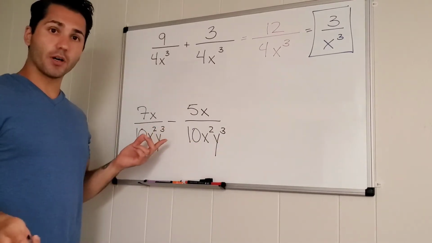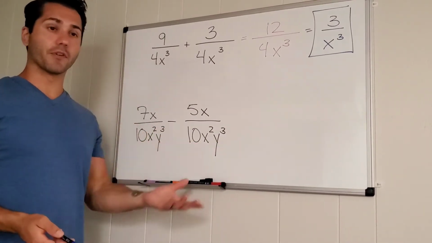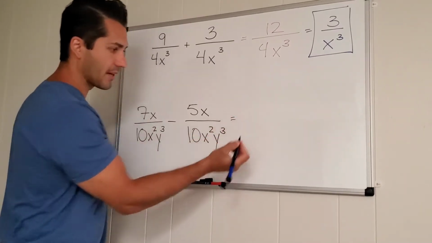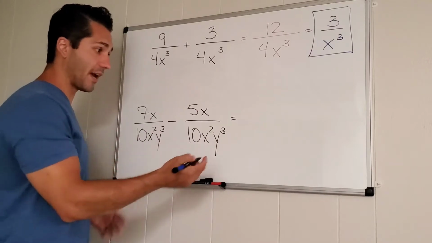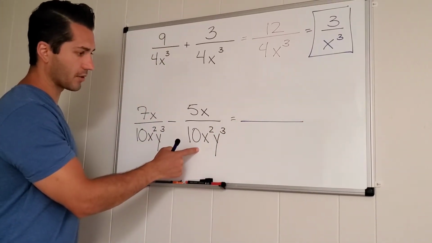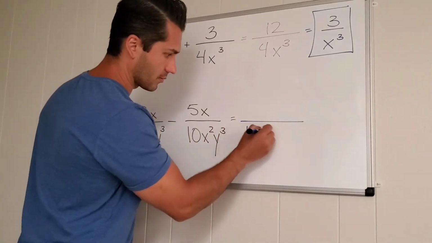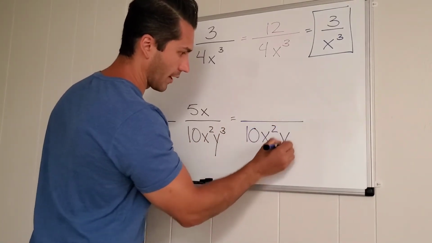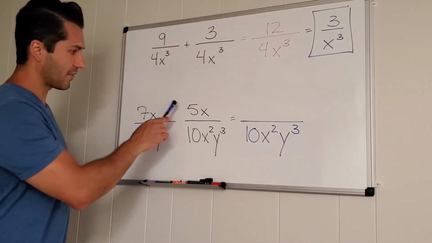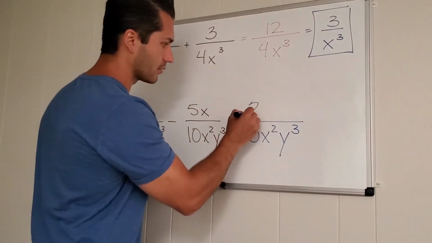If you want to try this one, pause the video, try it on your own. It should go very quickly. I'm going to do it now. They have a common denominator. That's today. It's going to be that easy. 10x squared y to the third, 10x squared y to the third, 10x squared y to the third. 7x minus 5x is 2x.